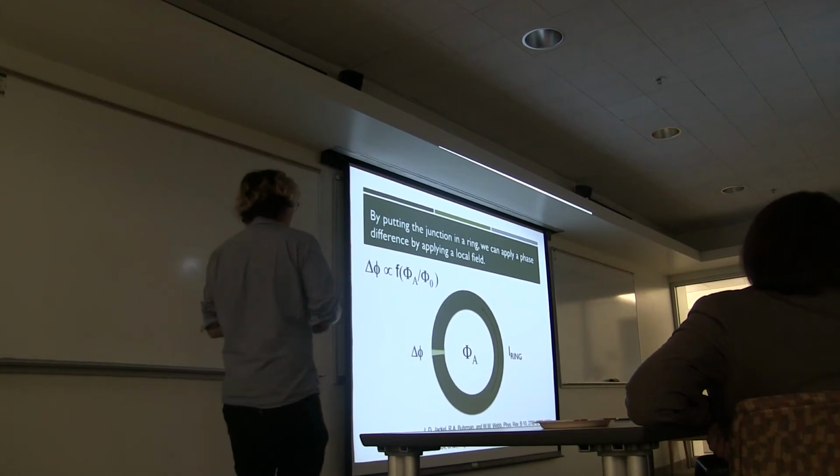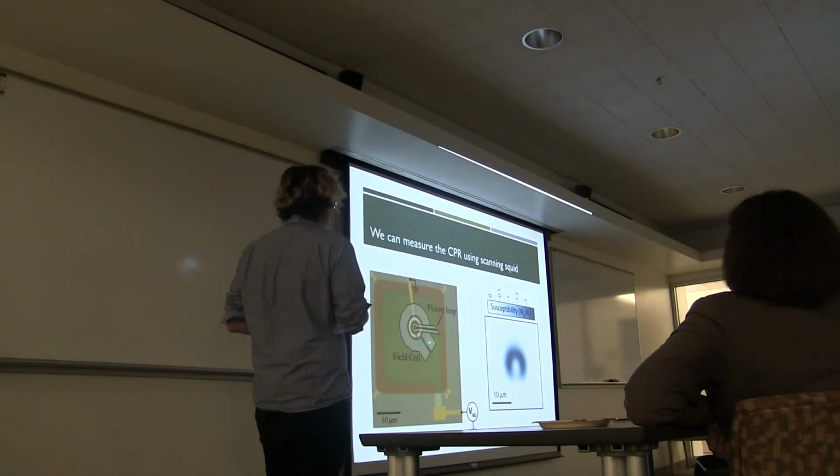So for a SQUID, that means that we can tune the phase drop across the junction by putting a current through our field coil.